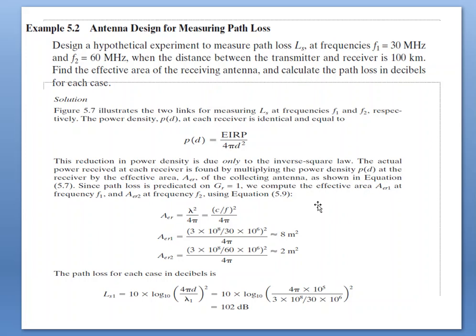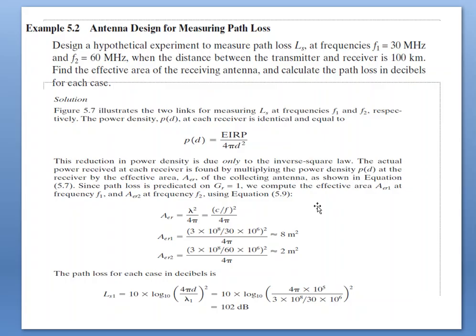The actual power received at each receiver is found by multiplying the power density at a receiver by the effective area. Now the effective area of all collecting antennas is shown in the equations, since the path loss is predicted on G equal to 1, that is isotropic antenna. We compute first the effective area of the receiver at frequency f1 and at frequency f2 by the equations. We know that effective area is equal to lambda square by 4 pi if gain is equal to 1. If there is a gain, effective area is equal to G into lambda square by 4 pi. But we consider it is an isotropic receiver, so that's why G is equal to 1.